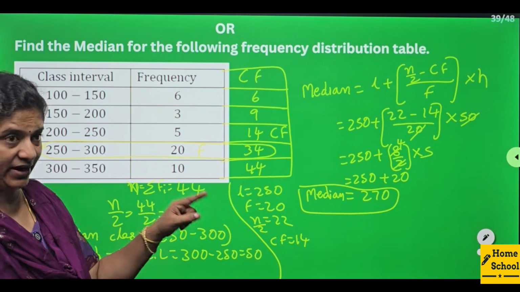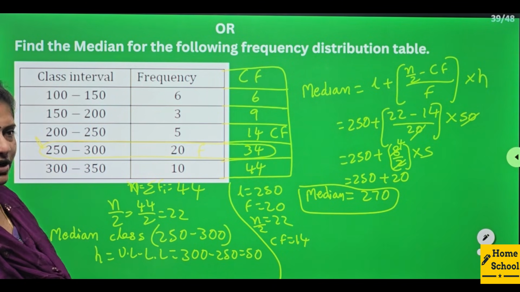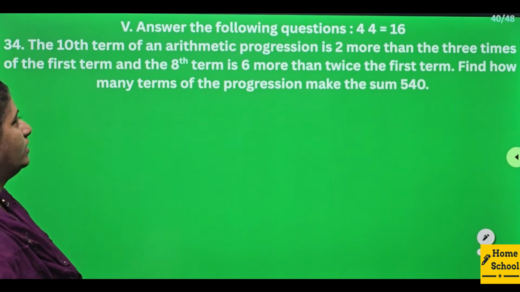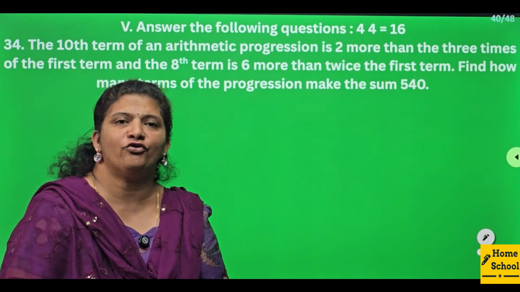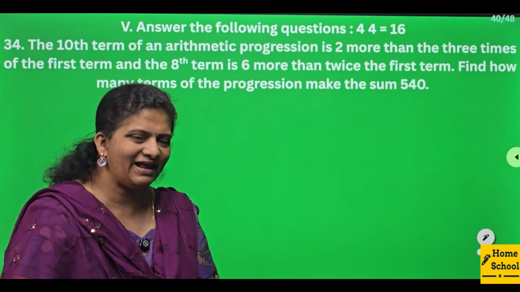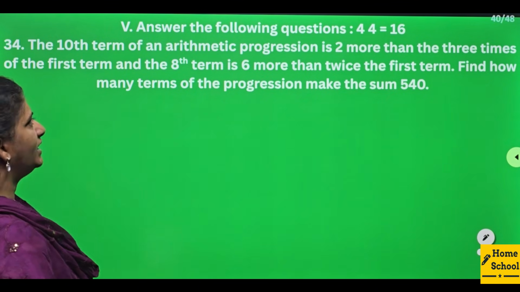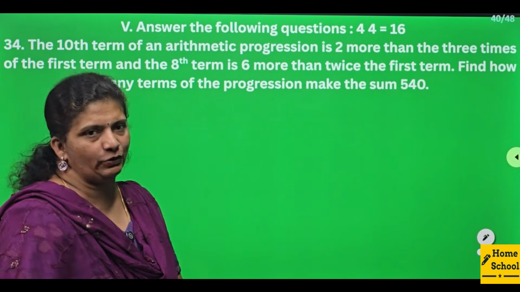Observe, is your answer right or wrong? 270 is in this class interval. Yes, then your answer is correct. So with this, we complete our 4 mains. 5th main, 4 4-mark questions will be there. Answer the following. 34. The 10th term of an arithmetic progression.